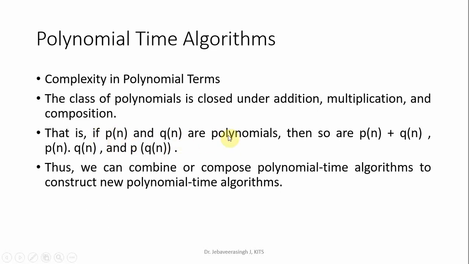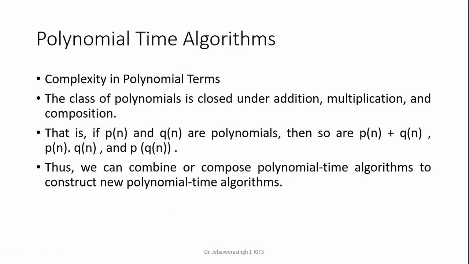If P of n and Q of n are polynomials, meaning we have two algorithms whose worst case complexities can be represented in terms of polynomials, and we combine them, the resultant algorithm is going to be polynomial time computable, because polynomials are closed under addition, multiplication and composition. So P of n plus Q of n is also a polynomial, P of n dot Q of n is a polynomial, and P of Q of n is also a polynomial. So we can combine or compose polynomial time algorithms to develop a new polynomial time algorithm.